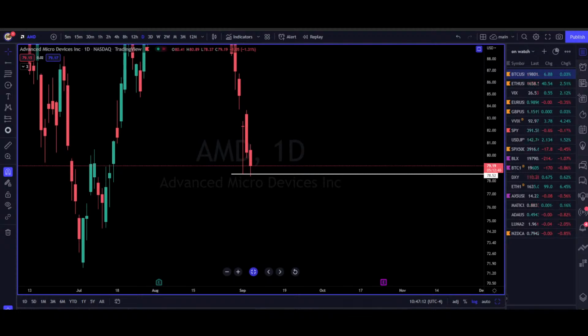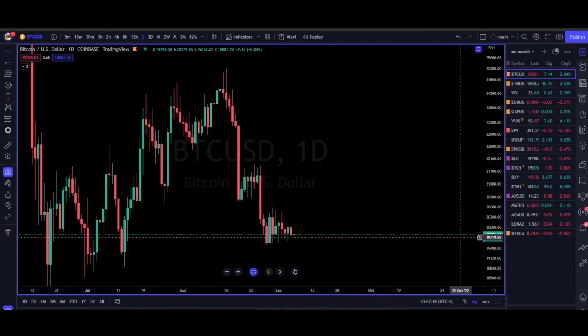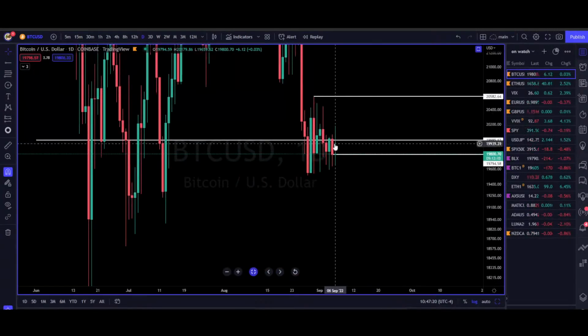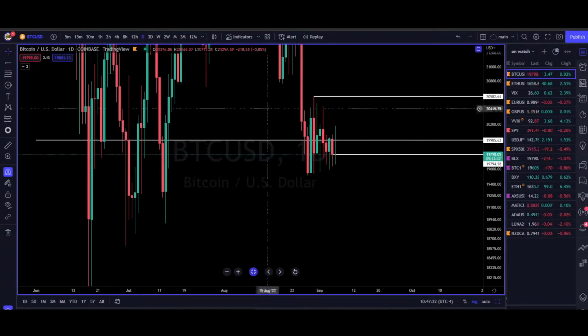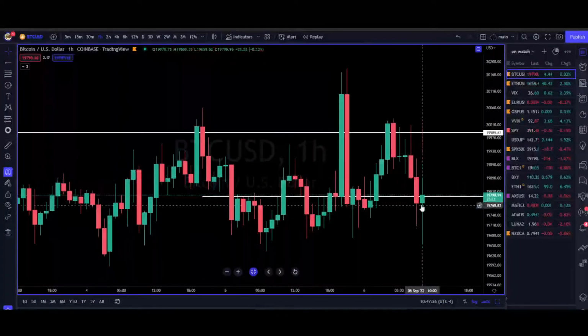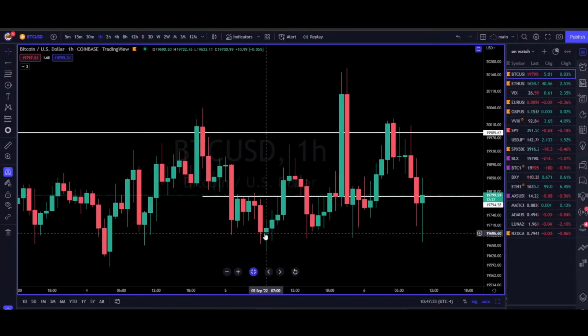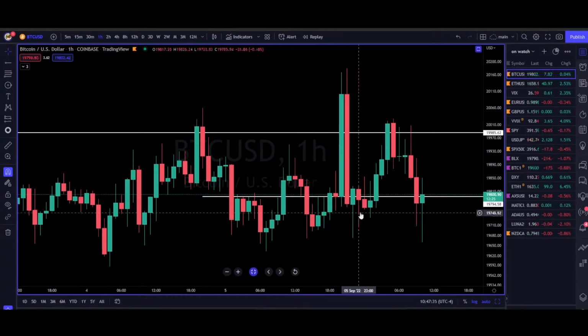Let me pull up Bitcoin here. Right now Bitcoin's difficult because you've got several intraday levels to watch. But that's going to be the main daily level to watch. But you see how you got all these lower intraday, hourly supports? Right? You got so many of them.